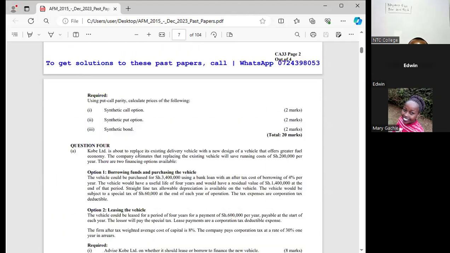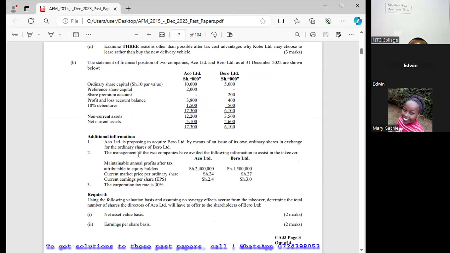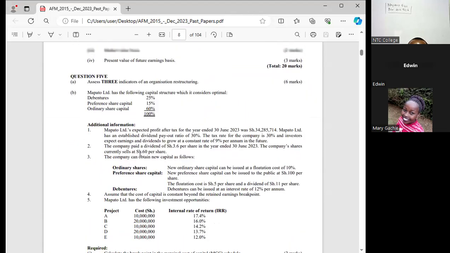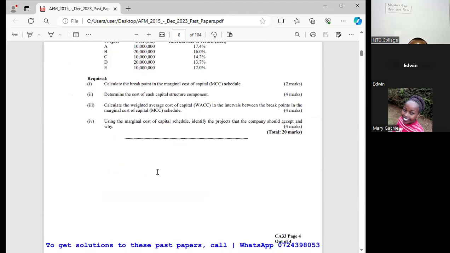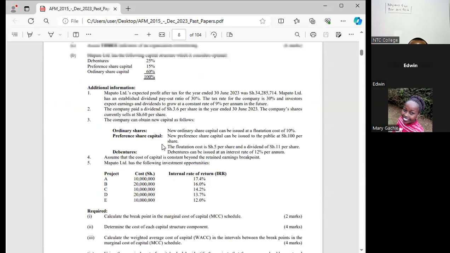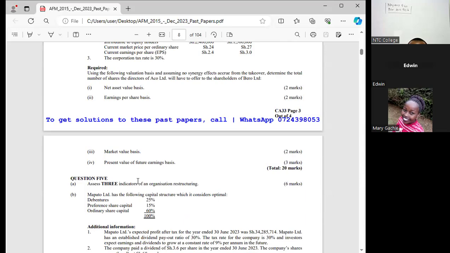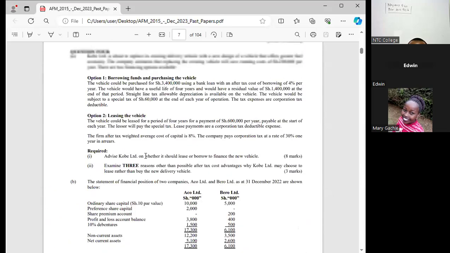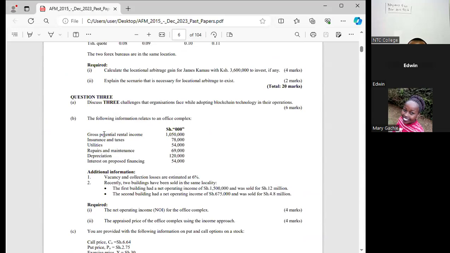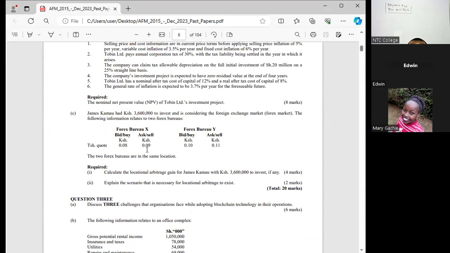What about this? It is not here. This one is called local arbitrage. I told you about arbitrage. We shall do it for 6 free marks.